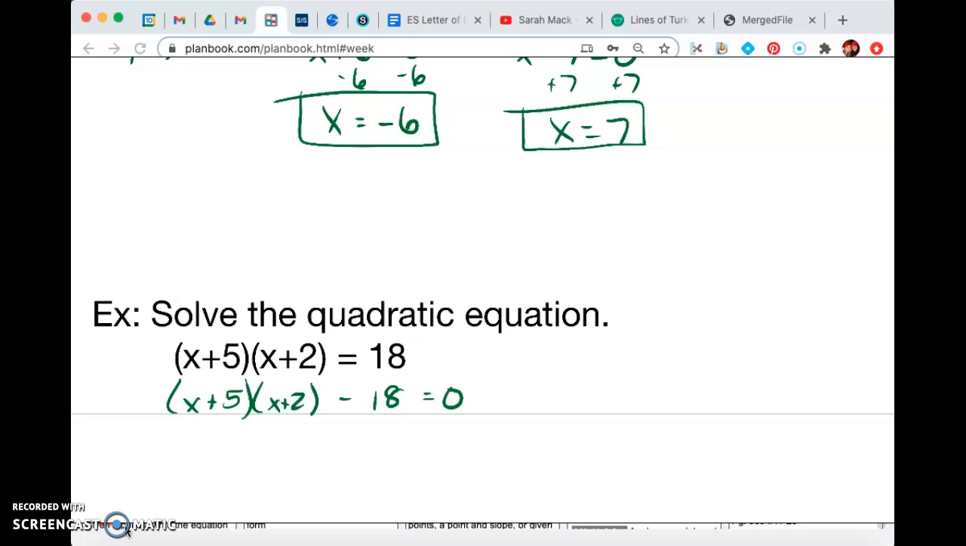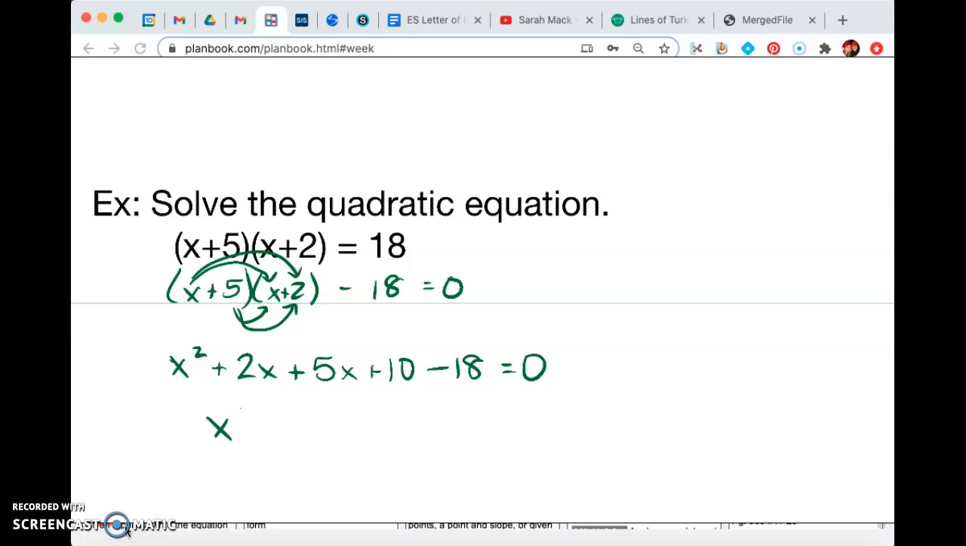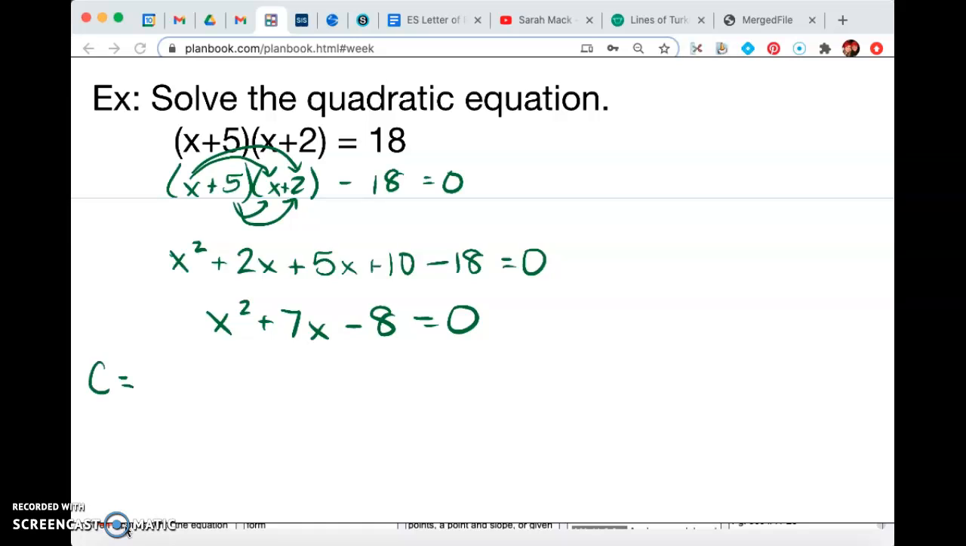Okay, x times x, x squared. So when we do all that, what do we get? We have x squared plus 2x, 5x plus 10. Right? And then we still have minus 18 carried down. So when I combine like terms, you have x squared plus 7x minus 8 equals 0. Refactor. Yay! So the c and the b value.